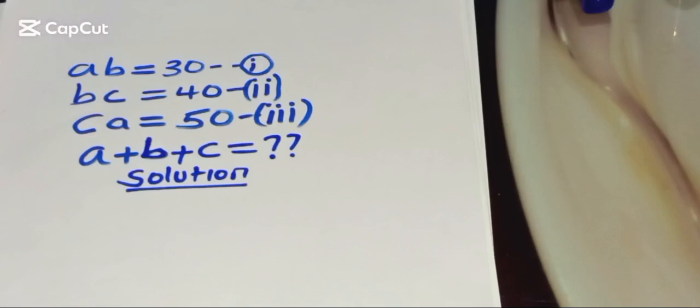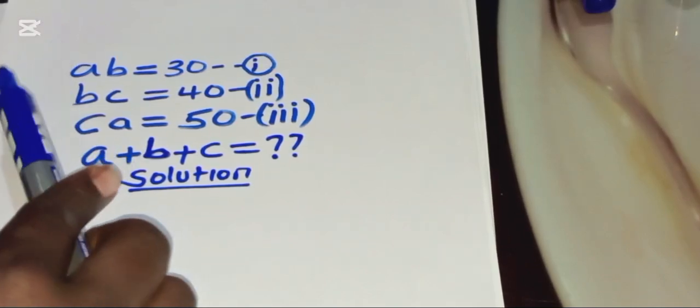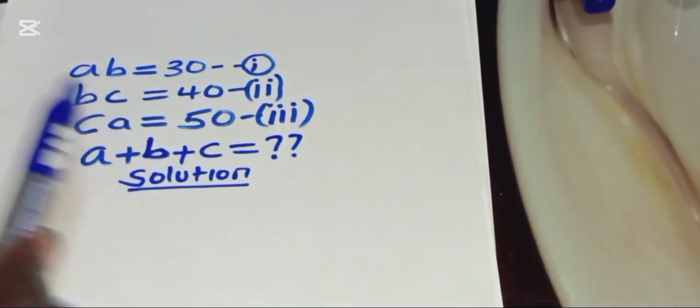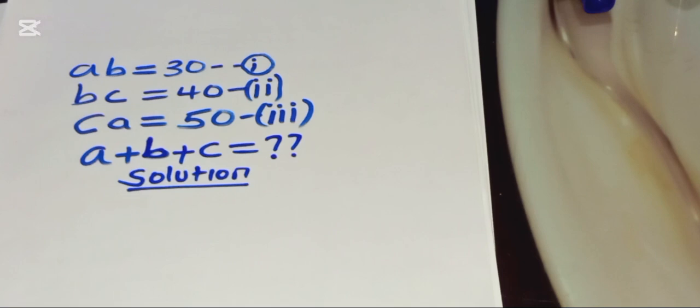Hello everyone, let's provide a solution given this nice algebra problem. Given that AB is equal to 30, we can call this equation 1. And given BC is equal to 40, we can call this equation 2. And CA, which is equal to 50, we can call this equation 3.